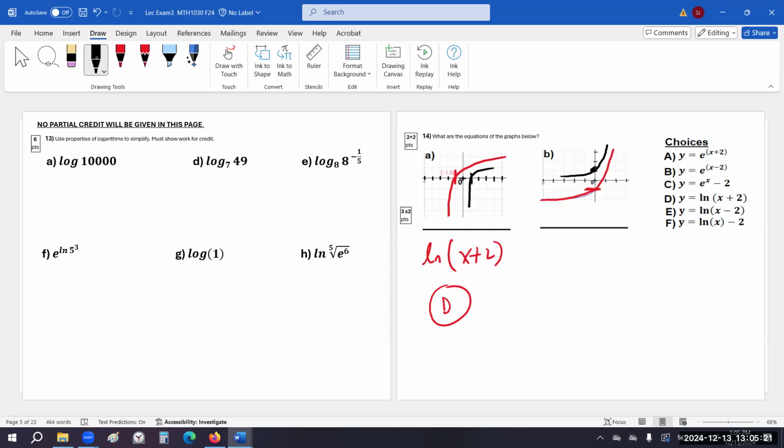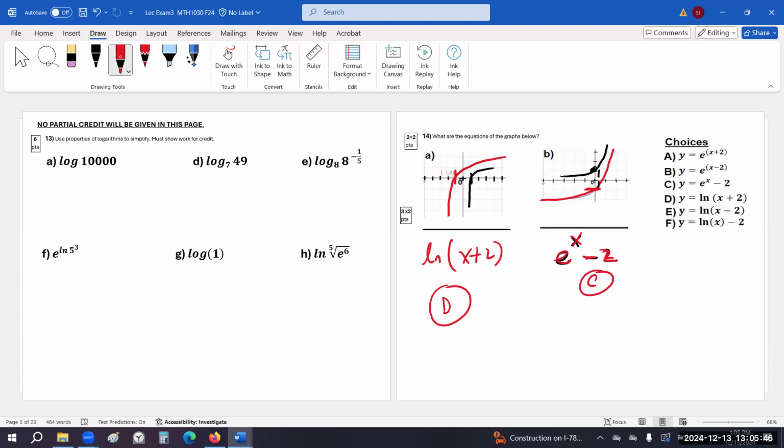The original one going down. How many units? 2. So 1, 2, 2 units down. So it's a minus 2, single. So exponential graph going 2 units down. My bad, it's red. Exponential graph going 2 units down. So it's C.